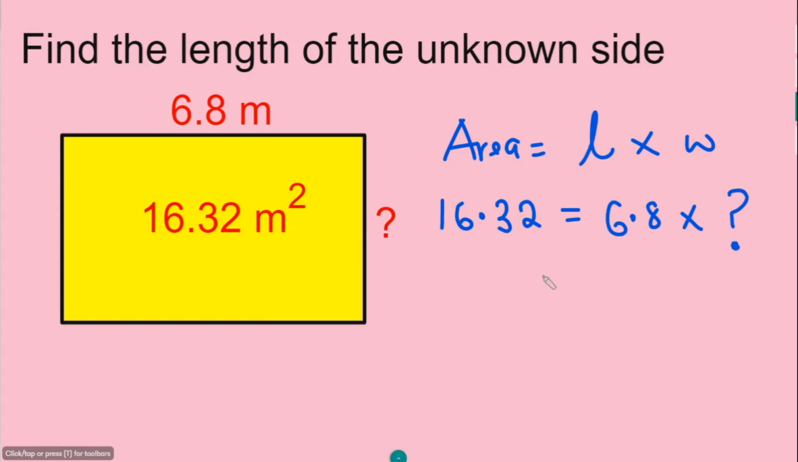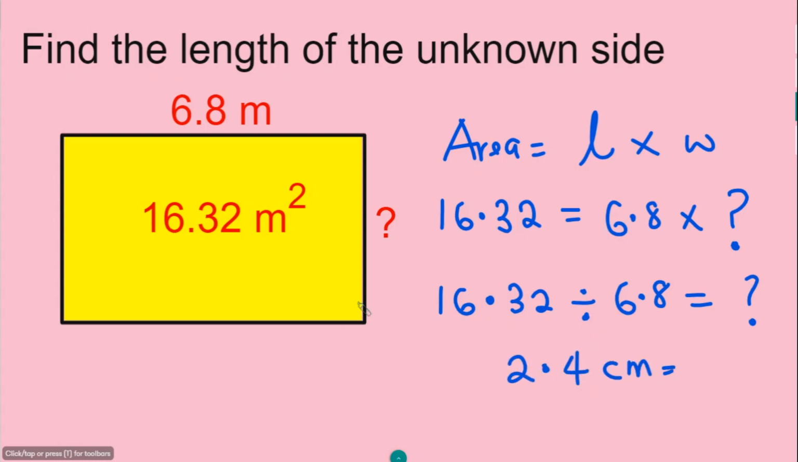All right, so to find the unknown side, I'm going to do 16.32 divided by 6.8. Of course, if you use a calculator, and 16.32 divided by 6.8, you're going to have 2.4 centimeters. Remember, that's the unknown side.